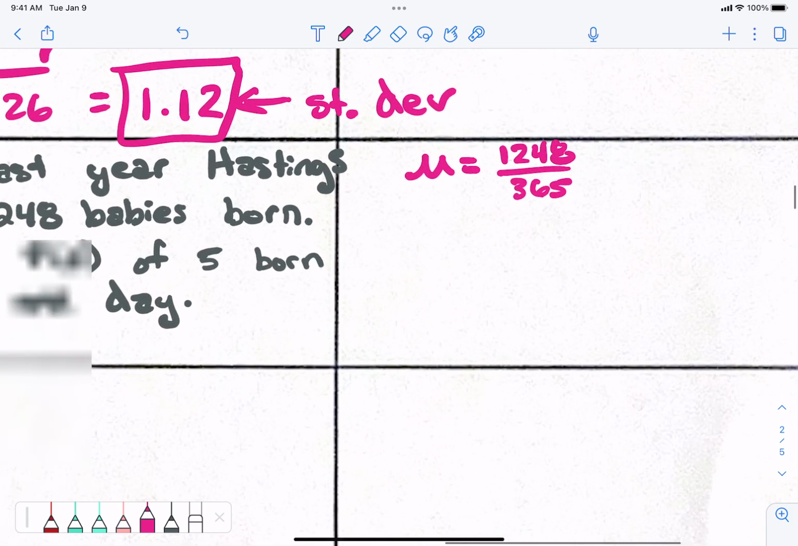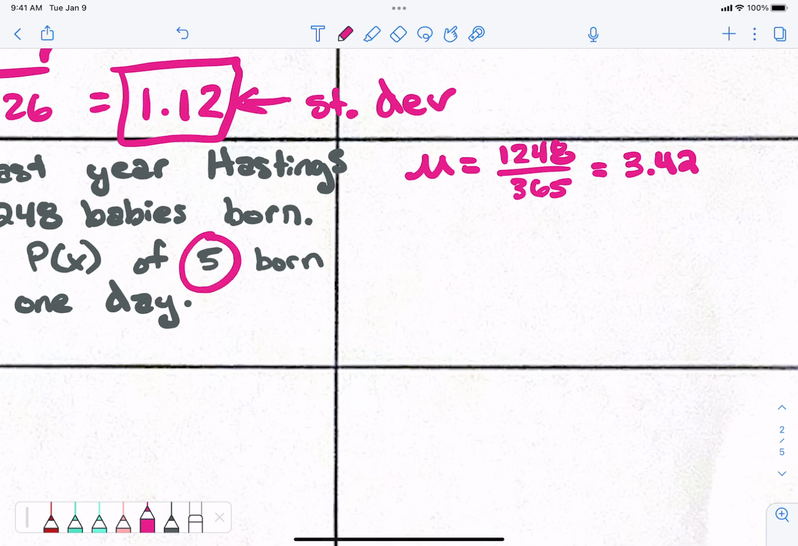Okay, so I want to know what the chances are that 5 were born. Does that seem astronomically high, like there's not a very good chance of that happening? No. There's probably a good chance that 5 are born in a day if the average is 3.42. We talked about this yesterday. This probability is probably not going to be 0.000001. It's probably going to be a high probability. So what is 5 though? What variable do we assign 5? That's our R. R is 5.